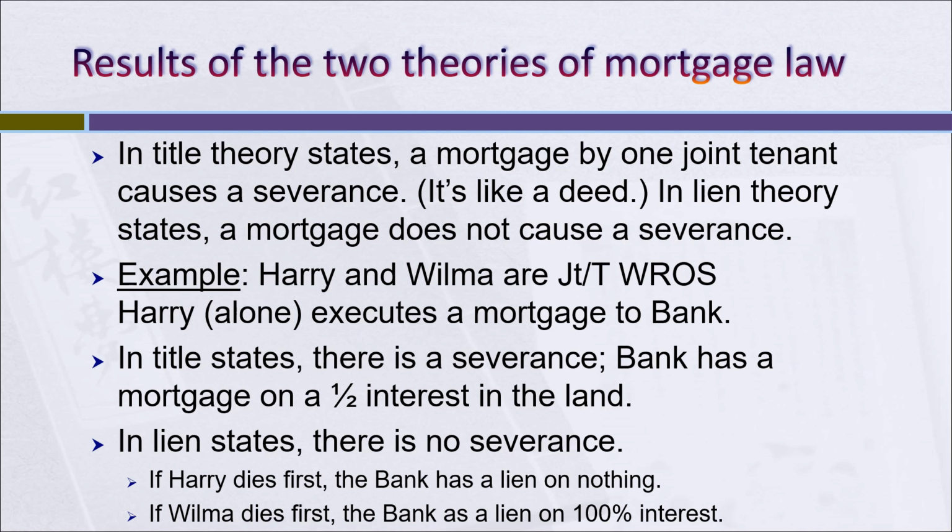On the other hand, if Wilma dies first, then Harry is the survivor. The bank took its mortgage on Harry's interest, and Harry's interest has now become a 100% interest by virtue of the right of survivorship, and therefore the bank has a lien on the entire interest.